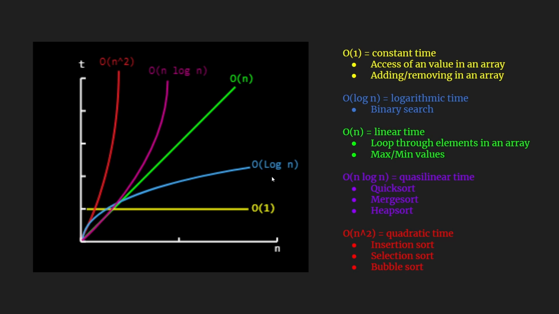And there's also more graphs than this. There's, for example, O of n factorial, which is even worse than this. And then there's also square root of n, and so on. But these five are the most common ones. And if you know these five, you will get pretty far in big O notation.